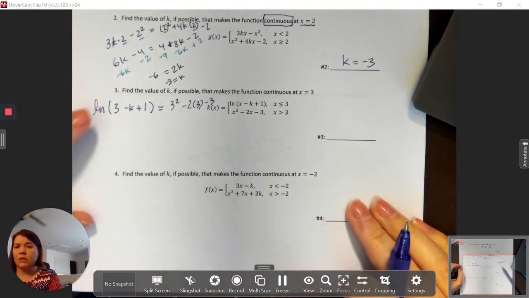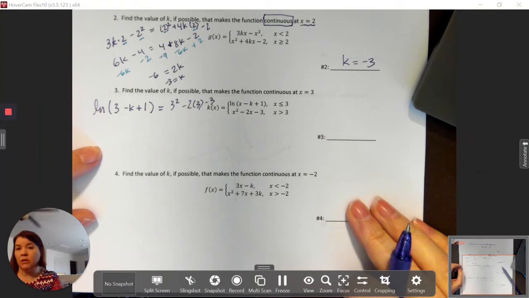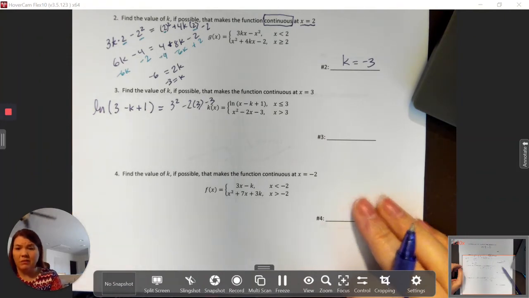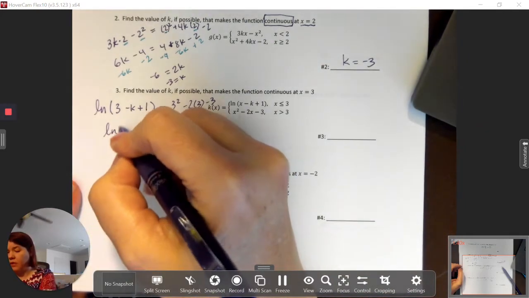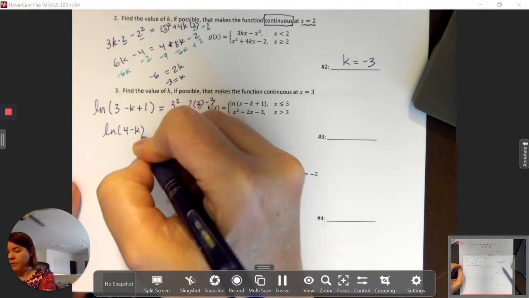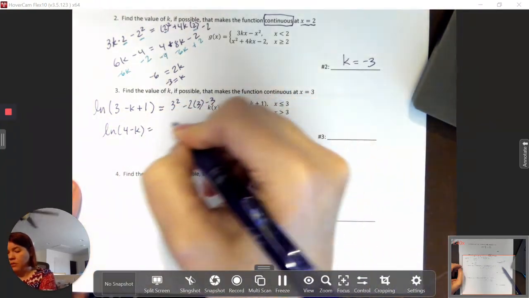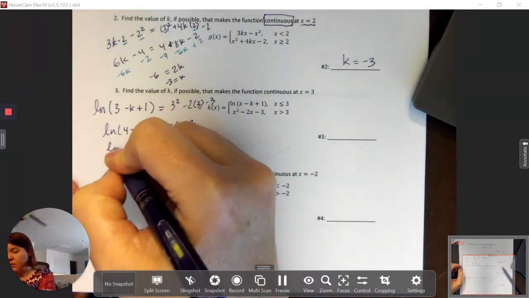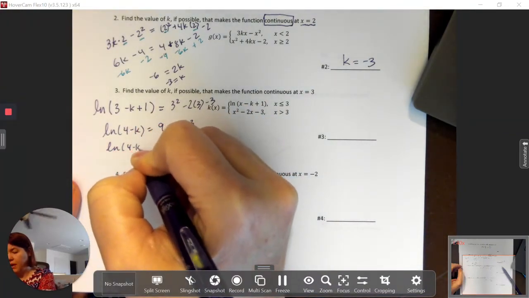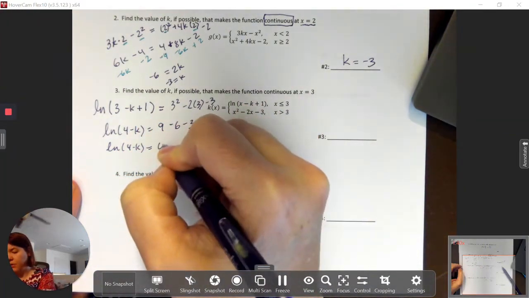So what I want you to do is just take a minute and see what you can do with manipulating this. Just kind of clean up some stuff. It's pretty straightforward. If you want to pause, I'm just going to go. But so we're going to have the natural log of 4 minus k equals 9 minus 6 minus 3. So the natural log of 4 minus k is equal to 0.